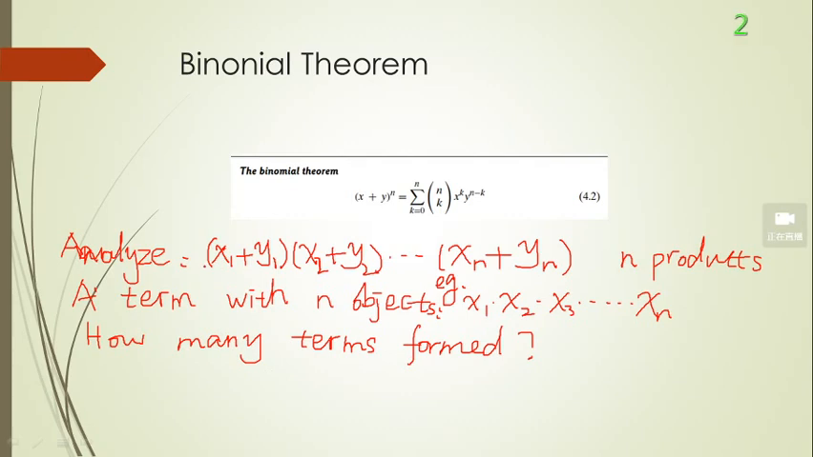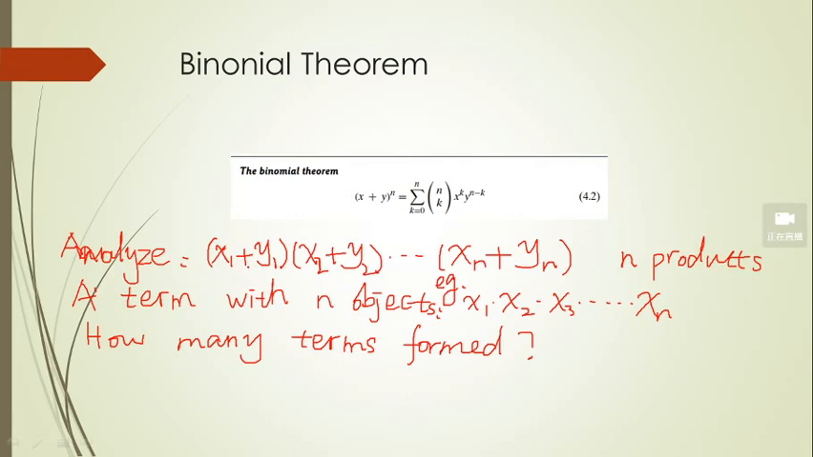Step one, you are going to choose two out of... I couldn't see any correct answer here. So how many terms are we going to form?